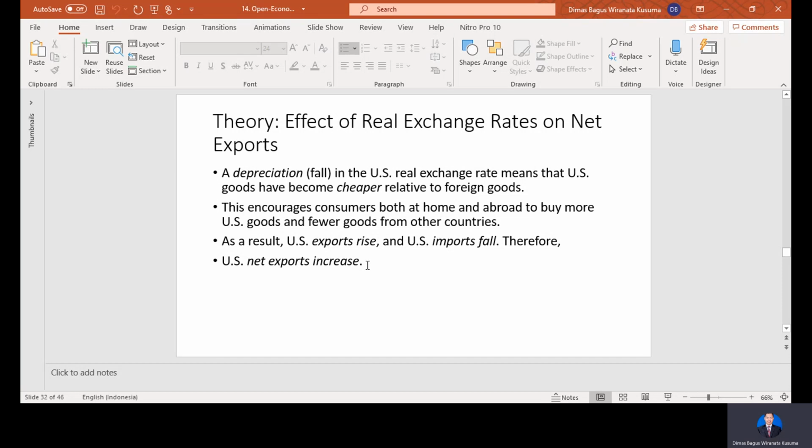So I think it is related to the nominal exchange rate as well. If the nominal exchange rate depreciates, it means that the real exchange rate also depreciates. Depreciation means that the price of goods domestically is cheaper compared to foreign goods. So it will increase exports and decrease imports, giving positive net exports. Makes sense.